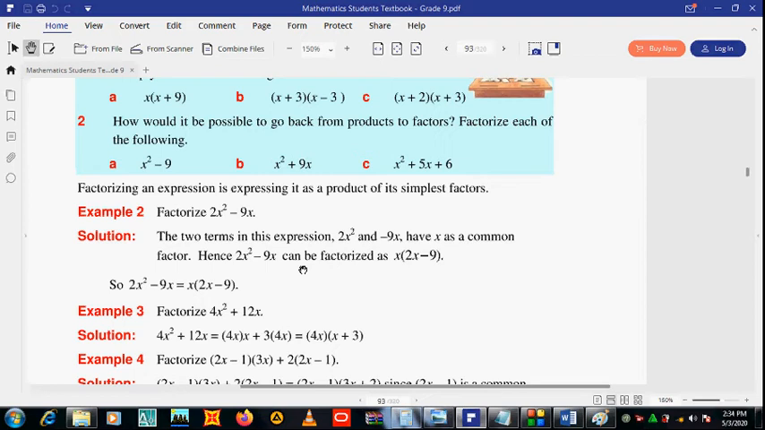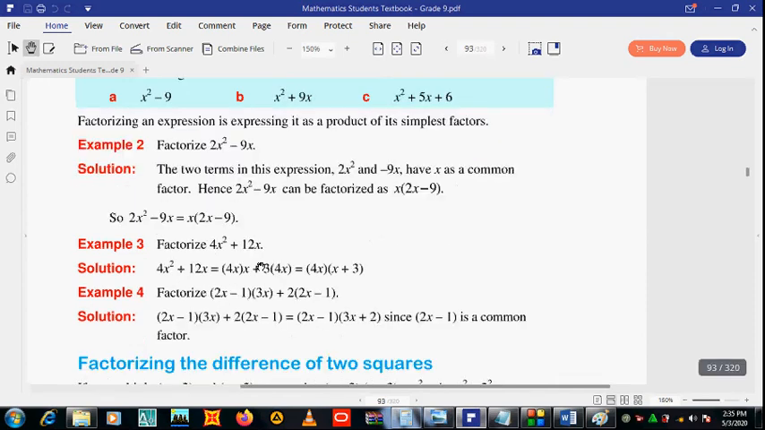Which one is the common factor? Which one is in both terms, or in both expressions? So 2x square minus 9x, when factorized, is x into 2x minus 9. This is already clear, already a worked example.